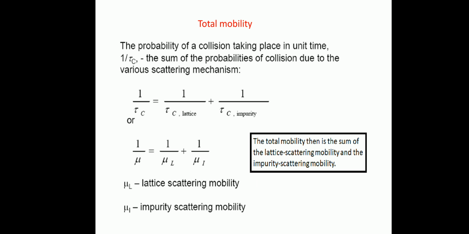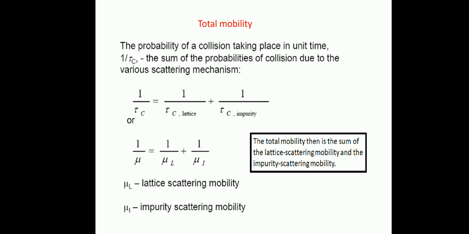So next we can see what is the total mobility. Here we can consider the total mobility is the sum of lattice scattering mobility and the impurity scattering mobility. So we can say that the total mobility 1 by mu is equal to 1 by mu L plus 1 by mu I, where mu L is the lattice scattering mobility and mu I is the impurity scattering mobility. So mainly the mobility depends on these two scattering mechanisms.